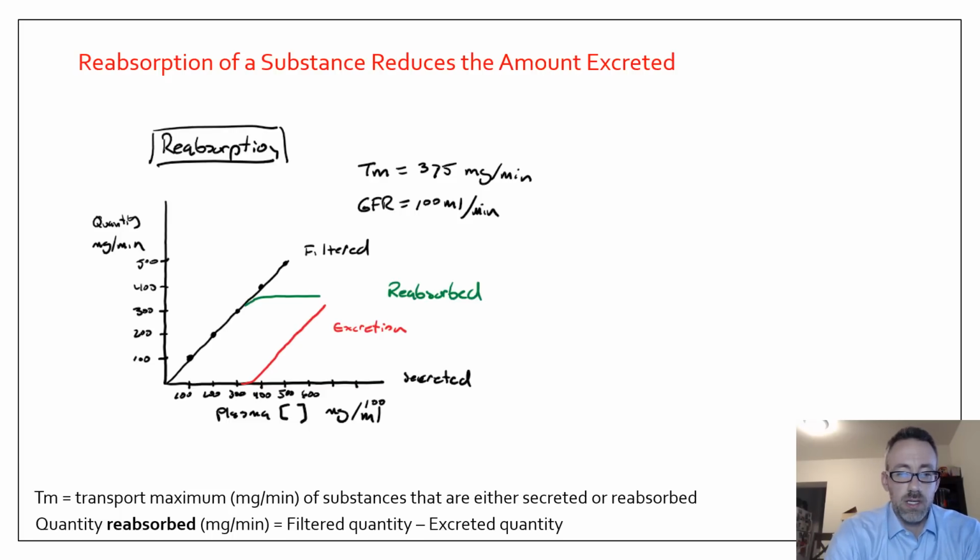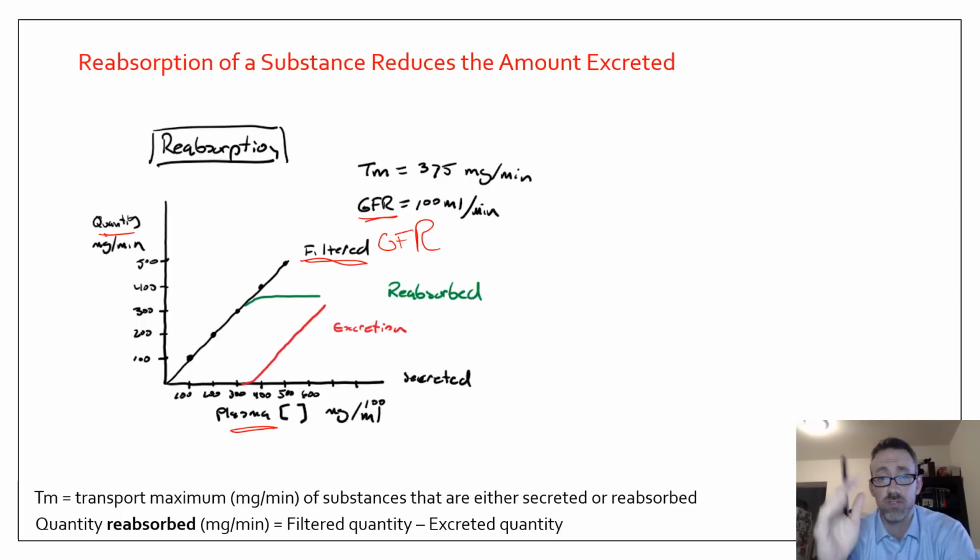You'll notice the axes are the same, plasma concentration and filtered quantity, and here's our filtered quantity line, which is really just representative of our GFR, which we saw in the previous graph. I'm going to tell you here, we're going to assume the GFR is 100 mLs per minute. You can calculate the filtered quantity based on what we just talked about in the previous slide. You'll see it has that linear relationship. As the GFR is fixed and we keep increasing the plasma concentration, the filtered quantity increases linearly as well.